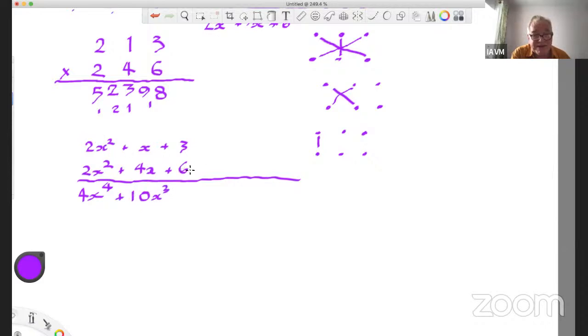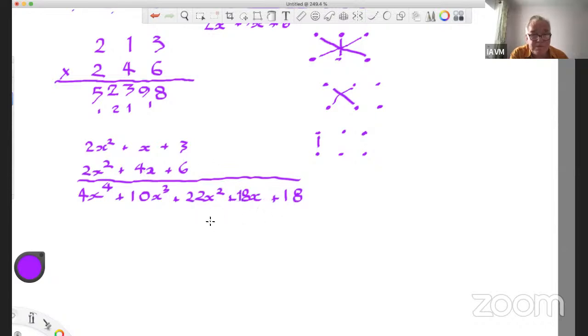Then crosswise here, 12x squared, add 4x squared is 16x squared, add 6x squared is 22x squared. Crosswise here, 6x add 12x is 18x. And then 3 times 6 is 18.